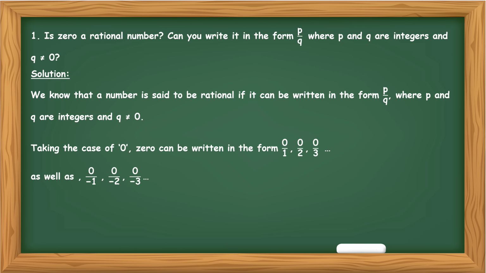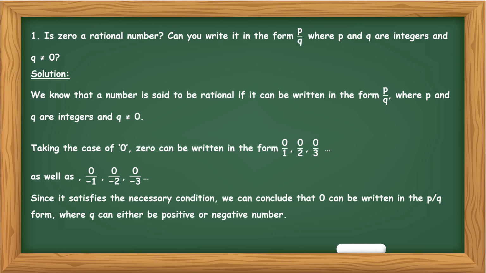So in case of 0, you can see that 0 can be written in the form 0 by 1, 0 by 2, 0 by 3, because 0 divided by any number is 0 again. Similarly, you can write it even in terms of negative integers, such as 0 by minus 1, 0 by minus 2 and 0 by minus 3. So this satisfies the condition that 0 can be written in the form p by q, where p and q are integers and q is not equal to 0. Q not equal to 0 means it can either be a positive or negative integer.